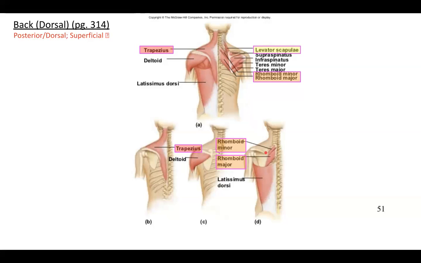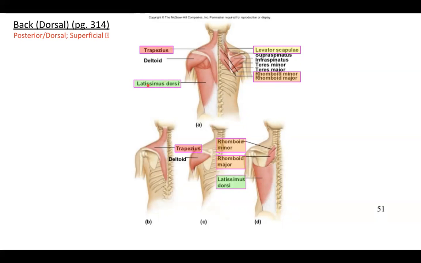Our next muscle is another one that is going to manipulate the scapula. So the levator scapulae, hopefully you realize what it's going to do. Its origin is in the cervical vertebrae, and its insertion is down into the scapula. It will elevate the scapula.